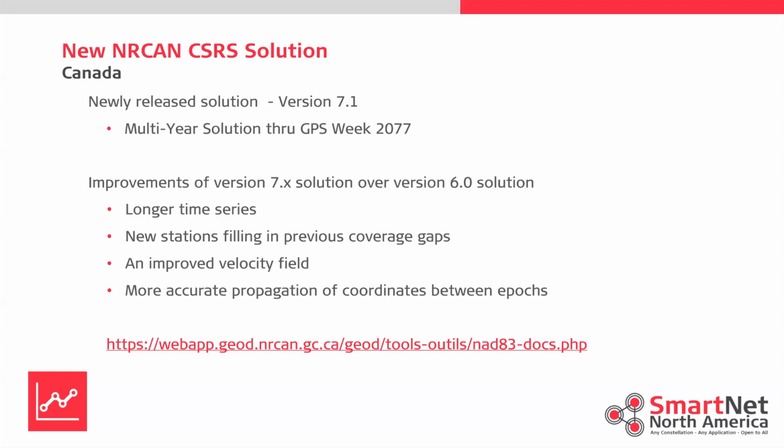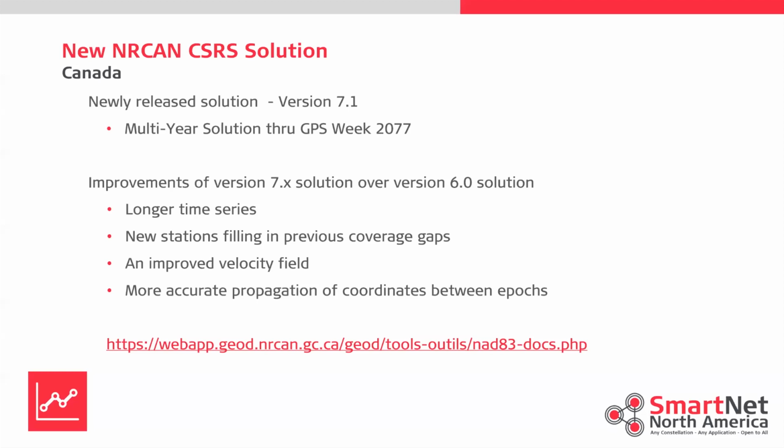Version 7 was released at the beginning of 2019, I believe. So the 7.0 solution was released then. We've been working on 6.0 because that's when we adopted the NRCan solution. So we've been working in 6.0 for a number of years now. I'd have to go back and look. But the 7 solution over the 6 solution has a longer time series and new stations filling in previous coverage gaps. This means an improved velocity model, or improved velocity field.